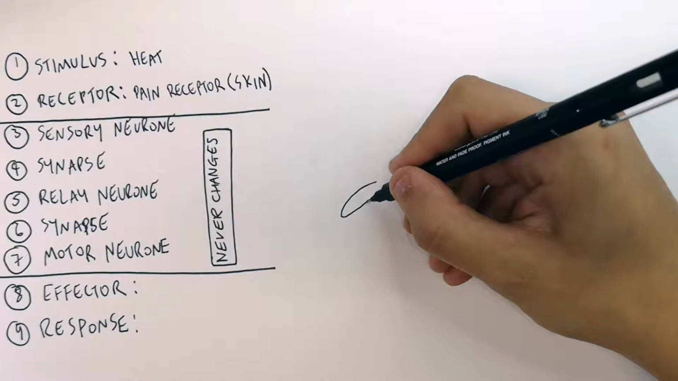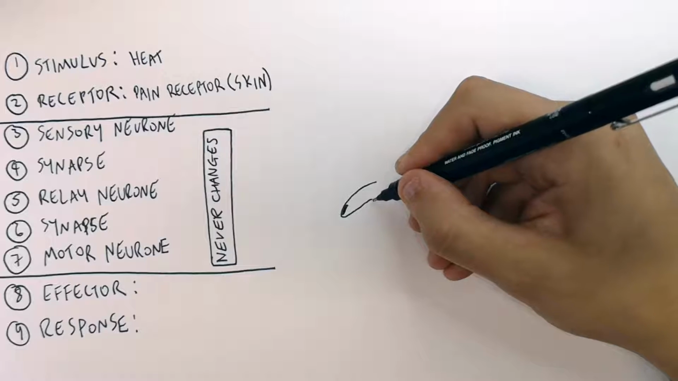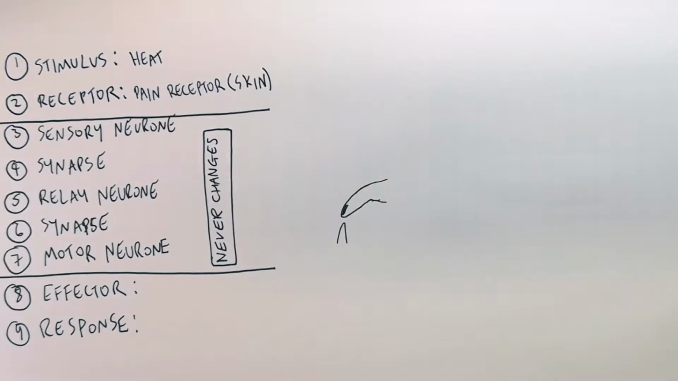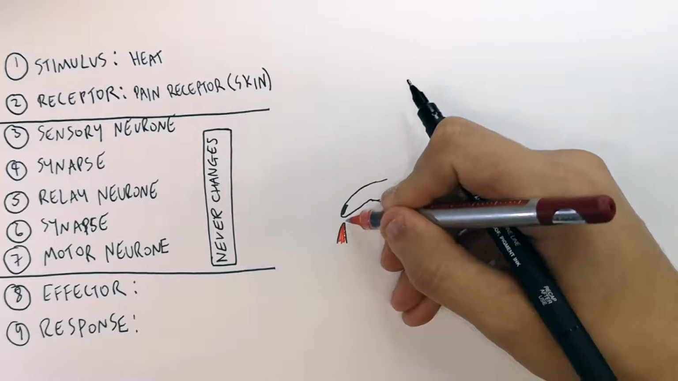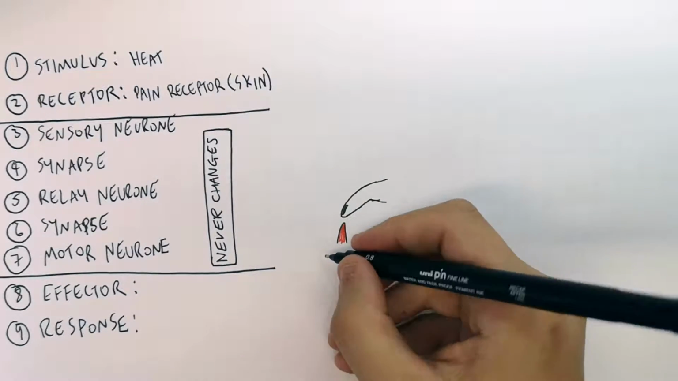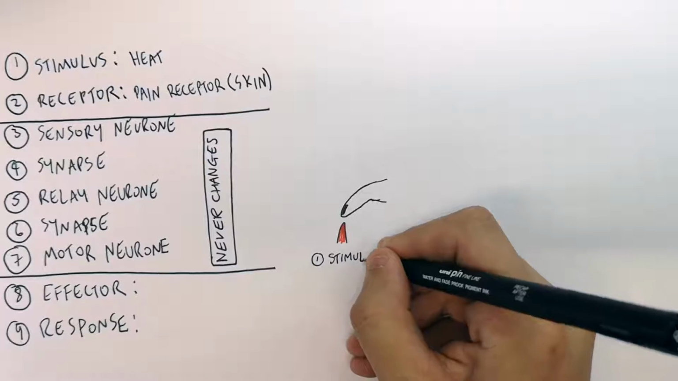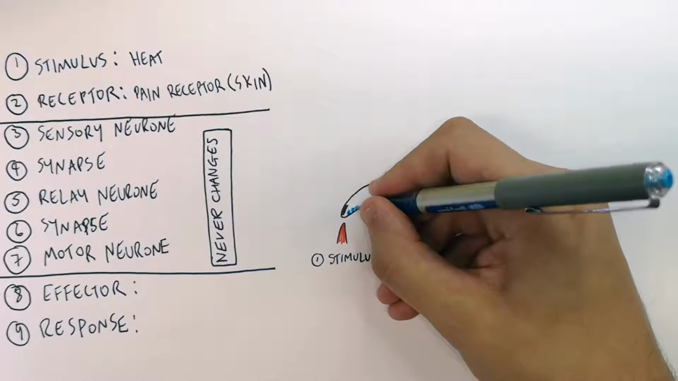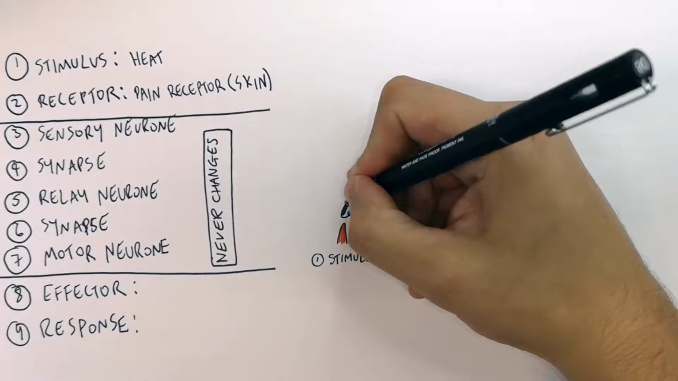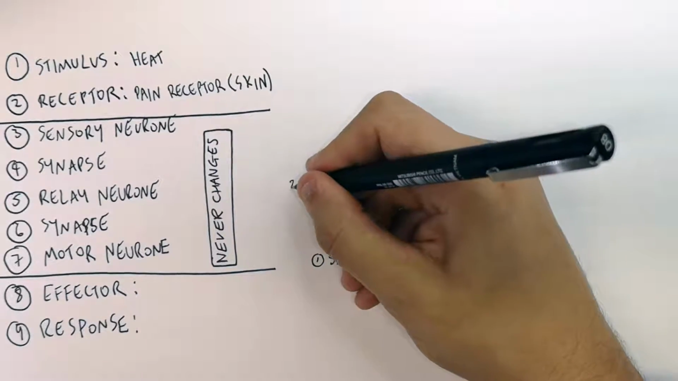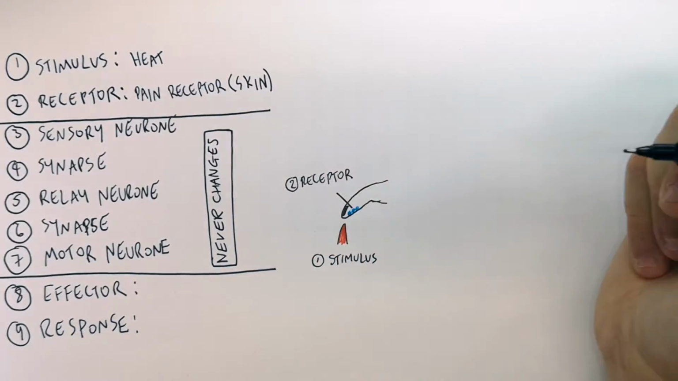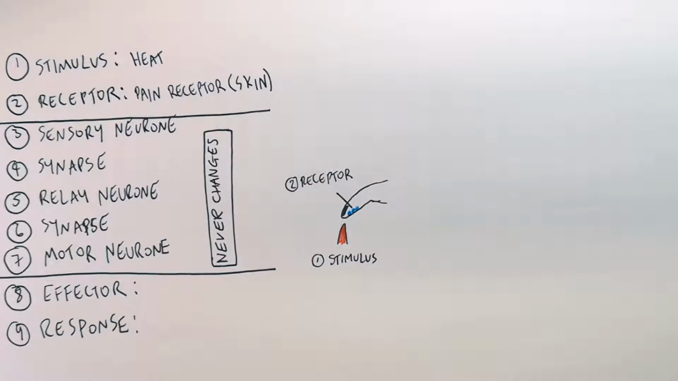So we're firstly going to draw a hand. Inside the skin is where you're going to find pain receptors, and they're going to be stimulated by the heat of a flame. So the stimulus is, in this situation, the heat from the flame, and the receptors are going to be the pain receptors in the skin. Now, there are other receptors and other stimuli which we're going to go through in another video.